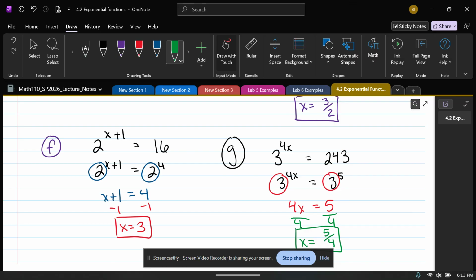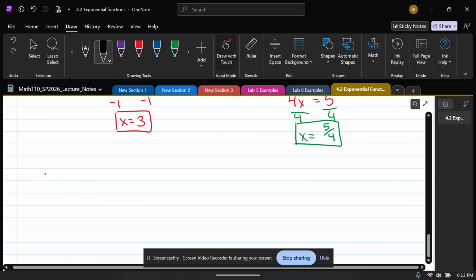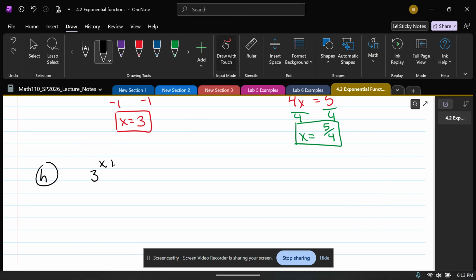So if the base on the left side's prime, then you just got to work with the other side and get the base the same. Let's try one more. Let's say we had 3 to the x plus 1 equals 27 to the x. So this one's got x's on both sides this time, which makes us a little nervous sometimes, but it's still doable.